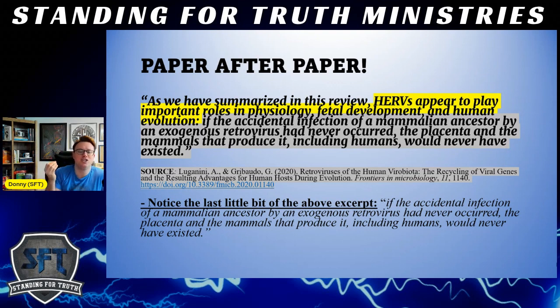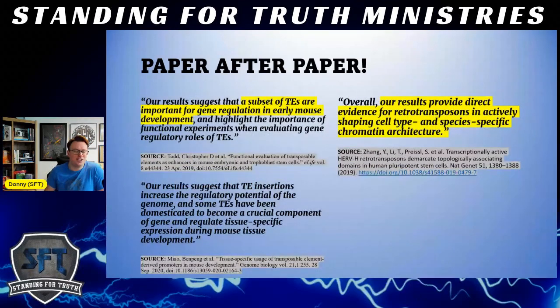Of course, we're going to share them in the same way that modes of transportation share an engine and share many different kinds of features, thousands of features. If the accidental infection of a mammalian ancestor by an exogenous retrovirus had never occurred, the placenta and the mammals that produce it, including humans, would never have existed. Do we need any better evidence?